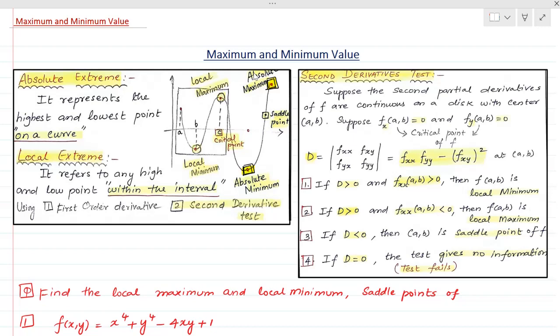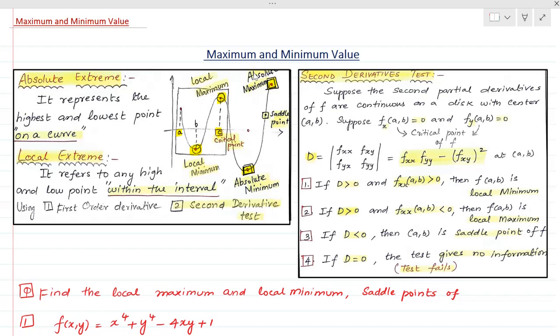When you have the maximum and minimum value within an interval, I will say here from A to B, what is the maximum and minimum value? This is the maximum value, this is the minimum value. So that one we call a local maximum and minimum.